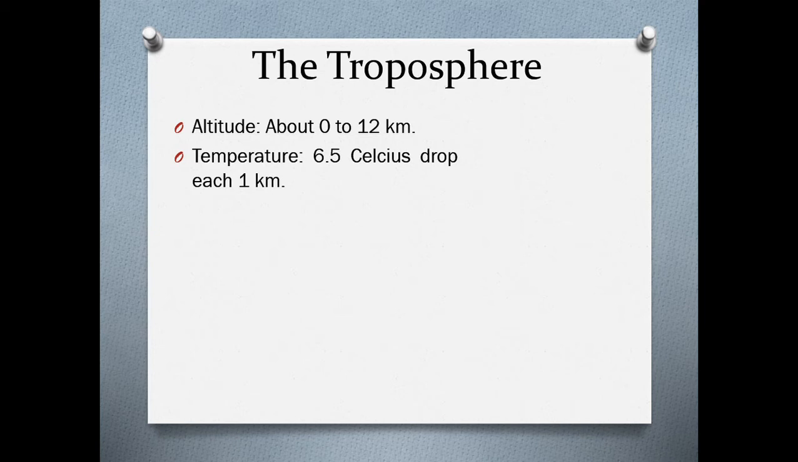You will find that it's a 6.5 Celsius drop each 1 kilometer. What does that mean? In the first kilometer, it's going to be minus 6.5 Celsius. Now if we go 2 kilometers above, then we have to double the drop of the temperature. So it's not going to be 6.5, but it's going to be minus 13 Celsius. So on and so forth. The higher you go into the atmosphere, the lower the temperature will drop, okay?